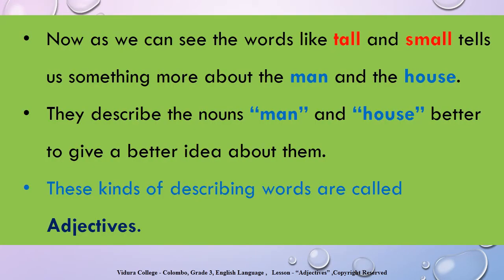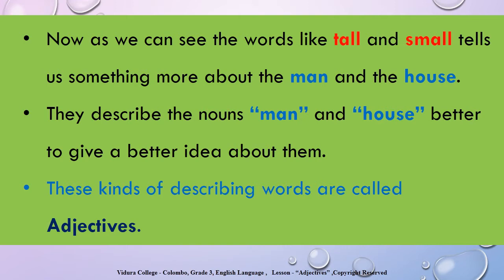As you all saw in the previous slides, the words short and tall and small and big tell us something more about the men and the houses. The words short, tall, small and big help to describe the nouns man and house to give a better idea about them. These kinds of describing words are called adjectives.